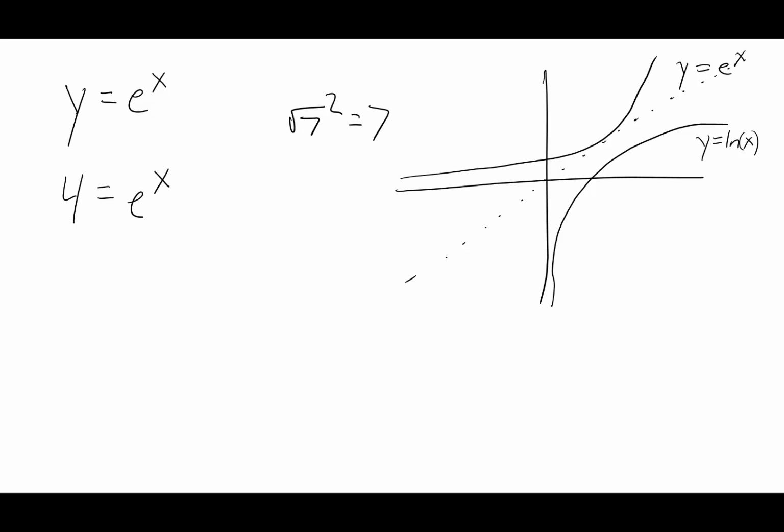So to solve this exponential equation, 4 equals e to the x, what we'll do is we'll take the natural log of both sides. So natural log of 4 equals natural log of e to the x. Since natural log and e are inverse functions of one another, they kind of undo one another. And so we would get the natural log of 4 equals x. So there's going to be some other examples that you'll see.